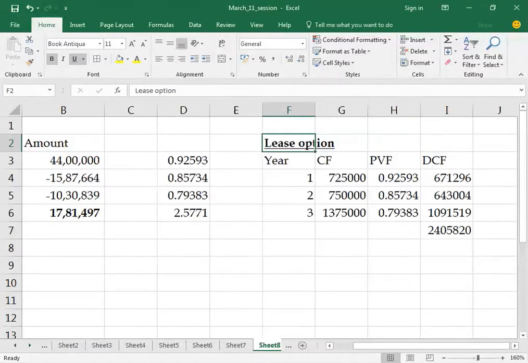Can you proceed? Sure, sure. Whichever is better, yeah. Loan option will be better.